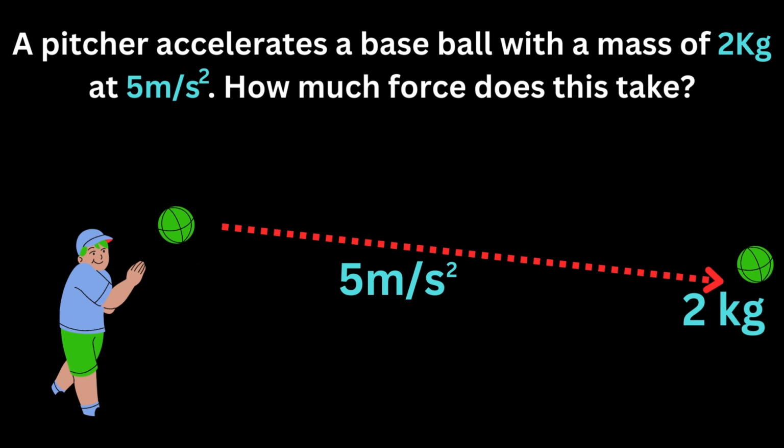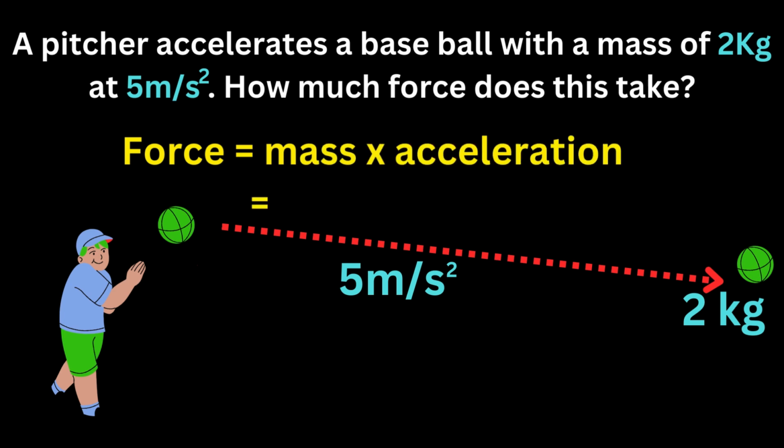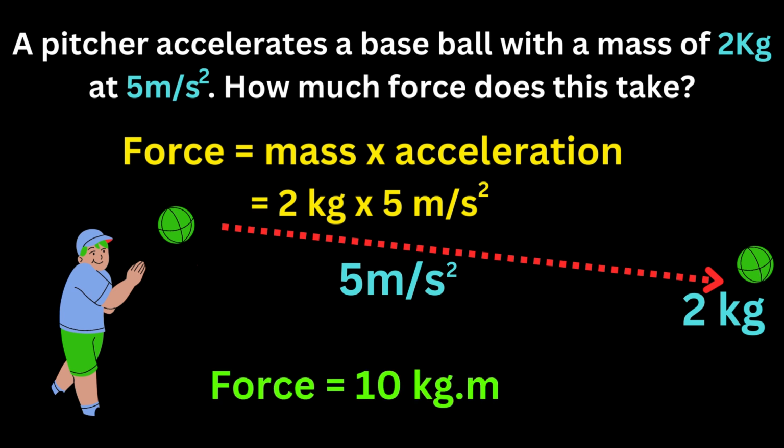We can easily calculate force. Since force is equal to mass times acceleration, we can calculate force by using this formula. Here we just put the values of mass and acceleration. Mass is equal to 2 kg multiplied by 5 meters per second squared. Then 2 5s are 10. Now we get force is equal to 10 kilogram meter per second squared.